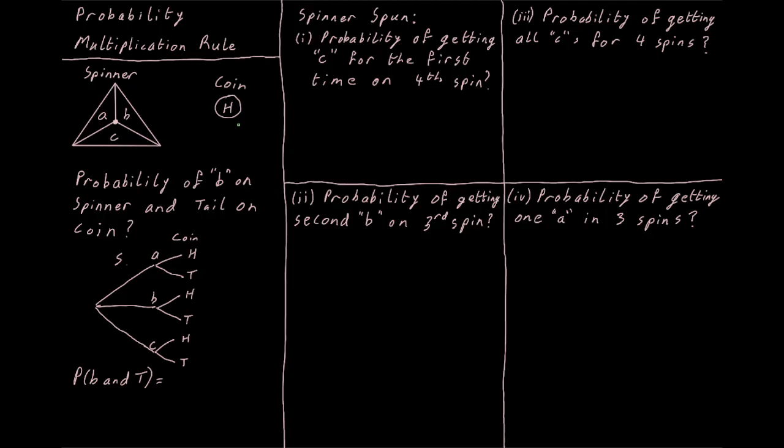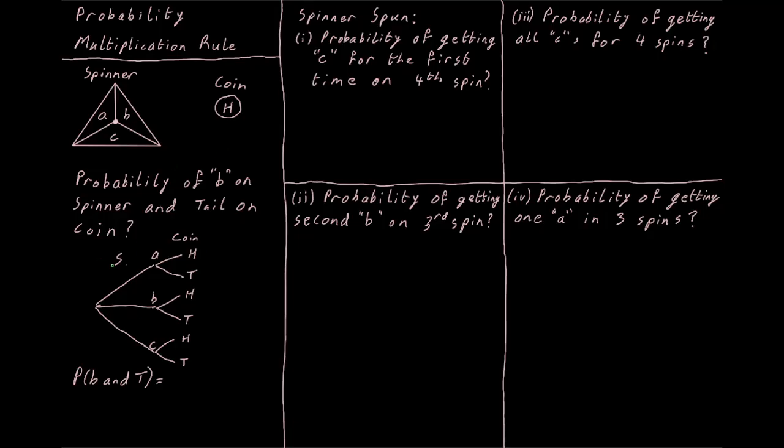And flipping a coin is just a normal coin. We have a 50-50 chance of getting heads or tails. So if we look at this situation here, what is the probability of getting a B on the spinner and a tail on the coin?